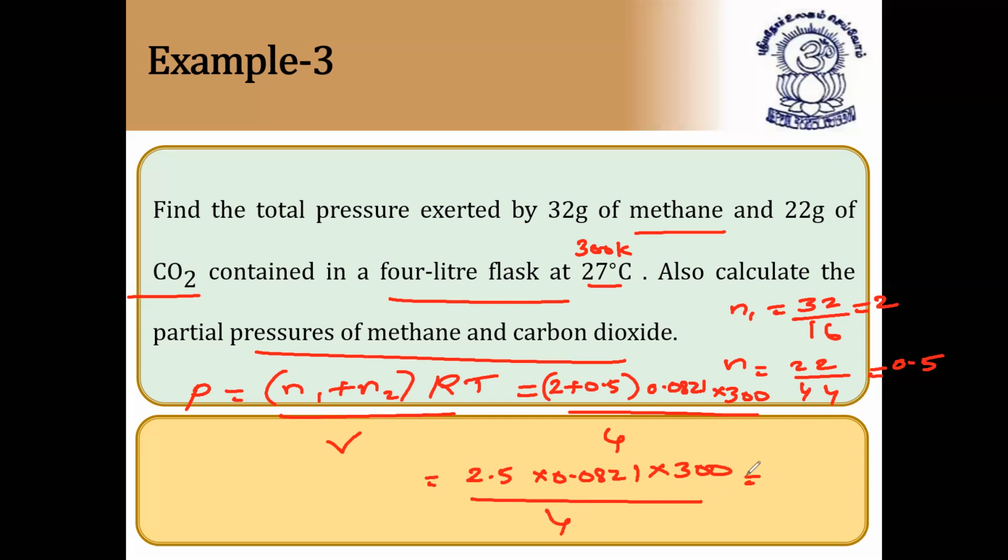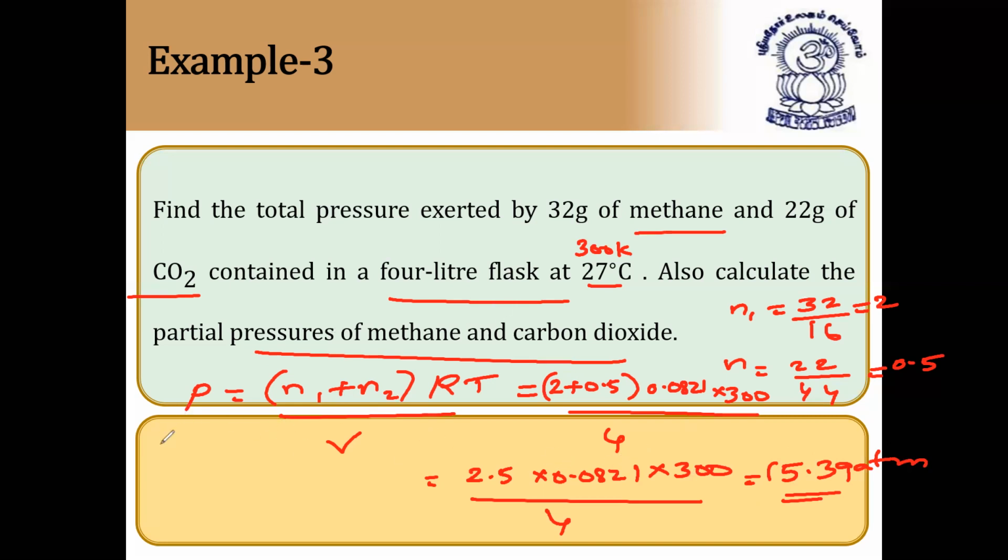I'm calculating here 2.5 into 0.0821 into 300 divided by 4 is equal to 15.39. So the answer is approximately 15.39 atmospheres.